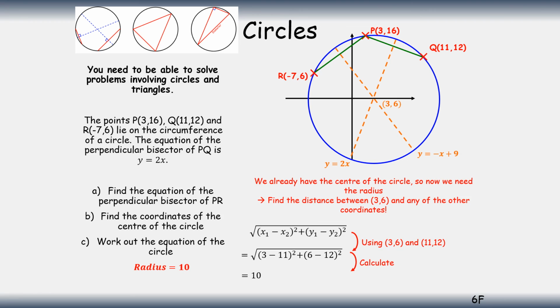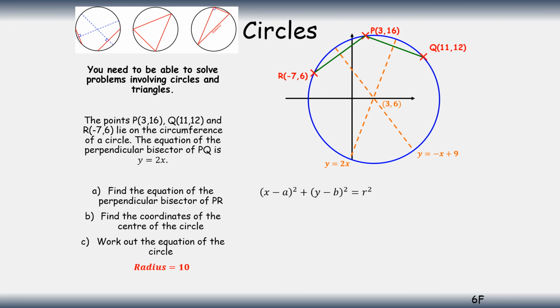So now we've got the radius, and we've got the center of the circle. We could just simply substitute into this equation of a circle, and that will give us the equation (x minus 3) all squared plus (y minus 6) all squared equal to 100. So that is the equation of the circle. And that's it. That's the equation of the circle chapter all complete.